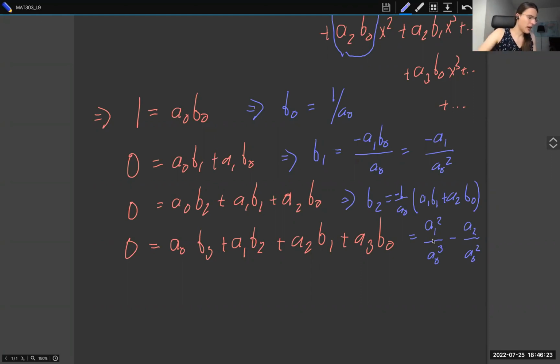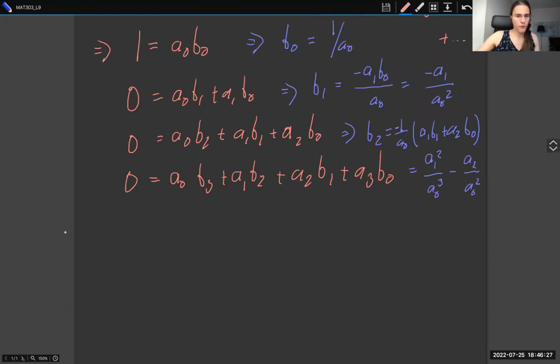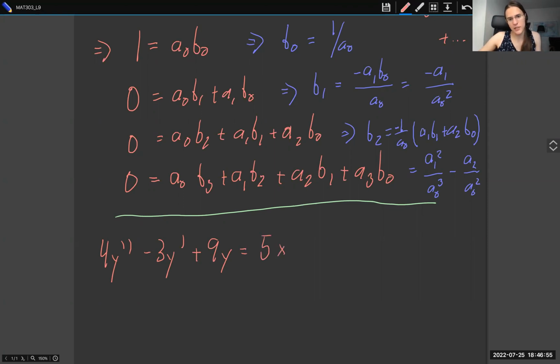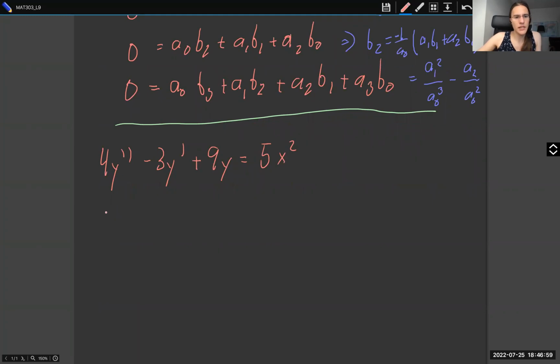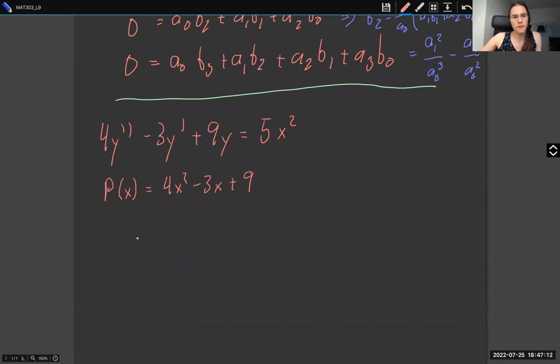So instead, let's look at an example. Let's say you want to solve something like 4y prime prime minus 3y prime plus 9y is equal to 5x squared. Then you're going to consider p of x is equal to 4x squared minus 3x plus 9. And we want to find the series expansion of 1 over 4x squared minus 3x plus 9.